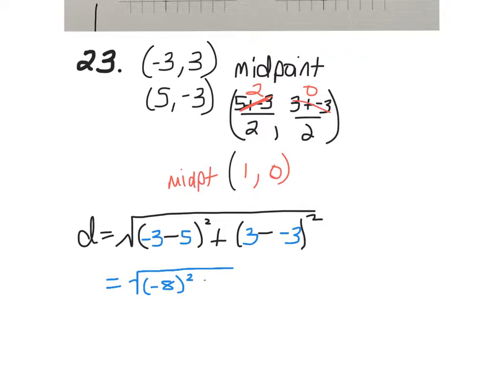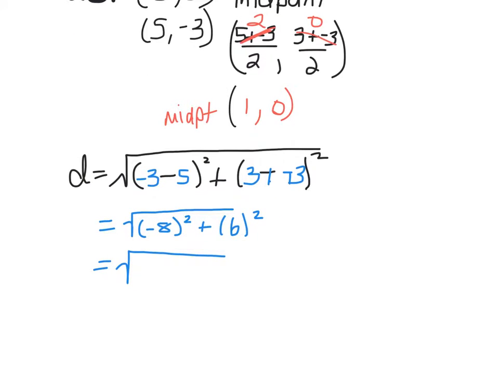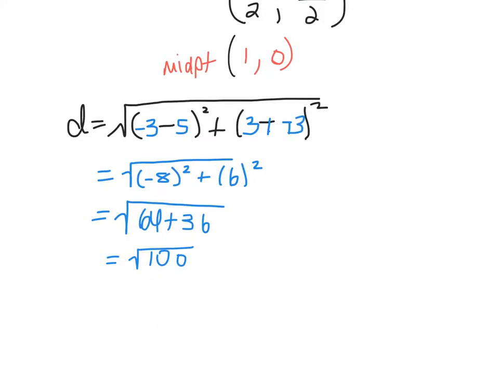So now if we simplify, what is -3 minus 5? -8. I'm going to square it. Plus, what's 3 plus 3? So 6 squared. What's -8 squared? 64. Plus, what's 6 squared? 36. What is 36 and 64? 100. Good. And then what is the square root of 100? So the distance is 10.